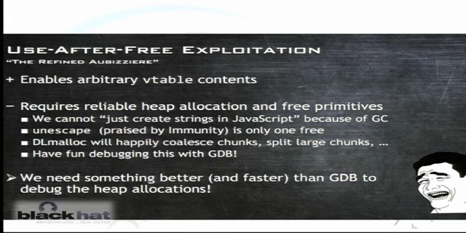dlmalloc is a coalescing heap allocator, so we need to split it and have blocking chunks in there and so on. And yeah, have a lot of fun debugging this with GDB, which by the way is pretty broken on Android anyway and crashes all the time. So what we needed was something better and faster than GDB, and that's what we built in-house. Not going to have time to talk about this anymore, but that's it. Sorry. So, conclusion: it's actually pretty hard.